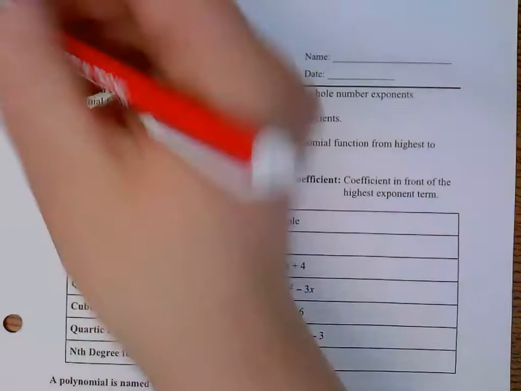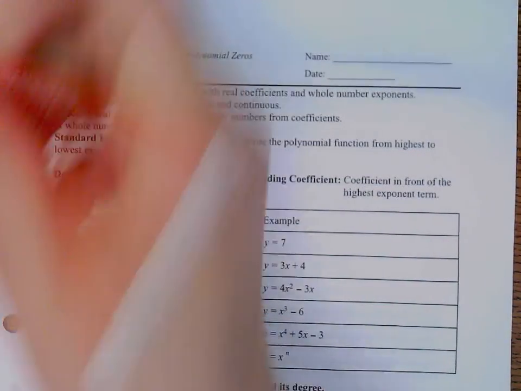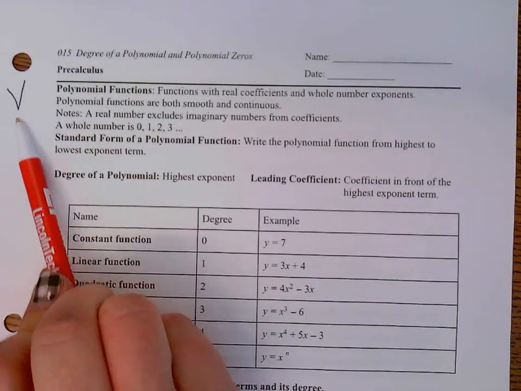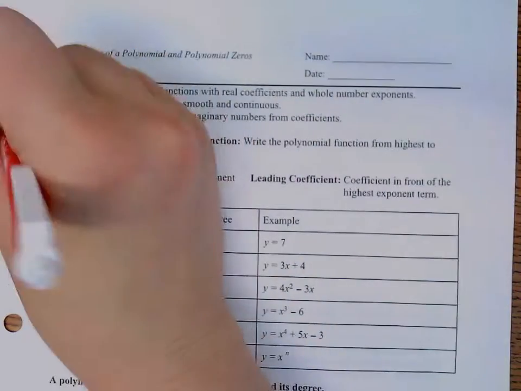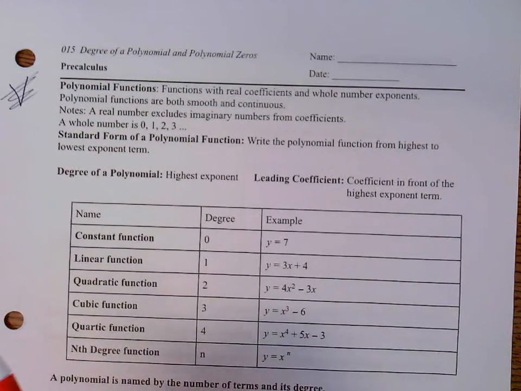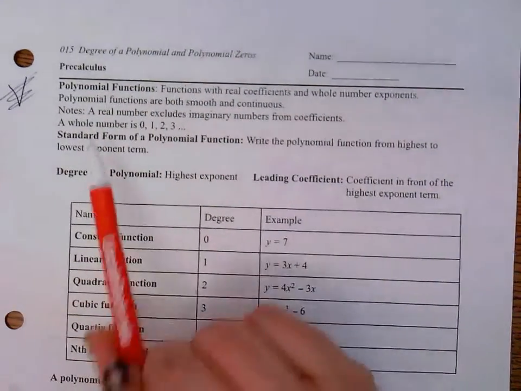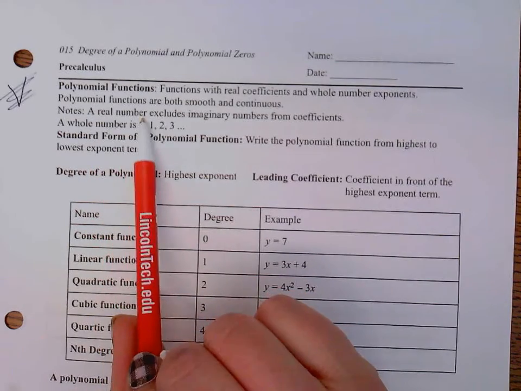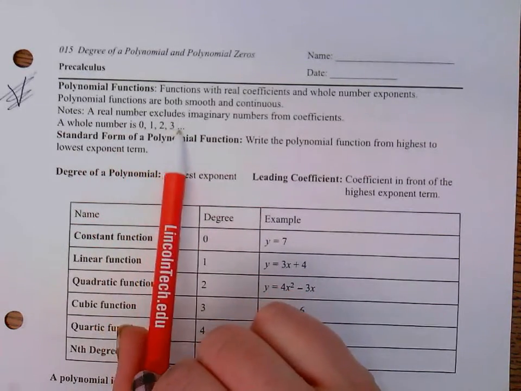So for example, absolute value, that's not smooth. That's not a smooth curve, right? So absolute value is not a polynomial function. A real number excludes imaginary numbers. A whole number is 0, 1, 2, 3.